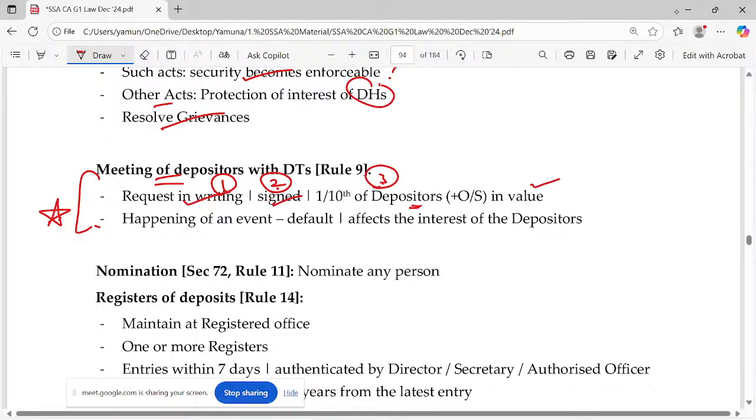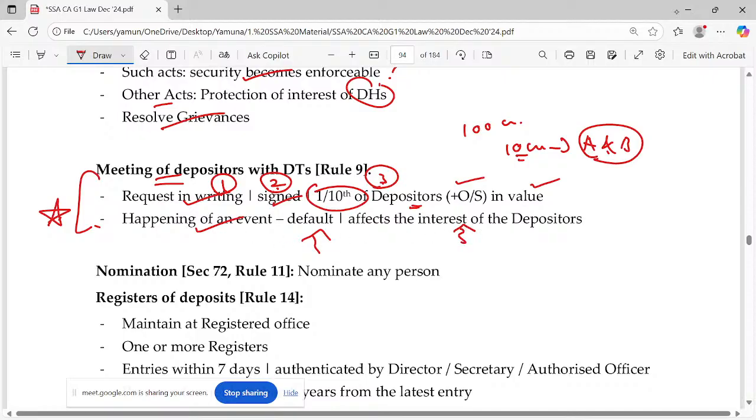ஒரு கம்பெனிக்கு 5 depositors தான் இருப்பாங்க, ஆனா வேல்யூல பார்க்கணும். So 1/10 of the depositors along with the outstanding value. You have to check and it should be covering 1/10. Okay. So in case it is going for 100 crores now, at least 10 crores A and B hold பண்ணிருக்காங்க. So A and B is signing and requesting for the meeting. Yes, the meeting has to be okay, 10 crores and more. Happening of an event, probably some default is occurring or they are selling any assets or something like that. It's affecting the interest of the depositors, they can go for a meeting. These are the main 2 reasons why you can go for meeting.